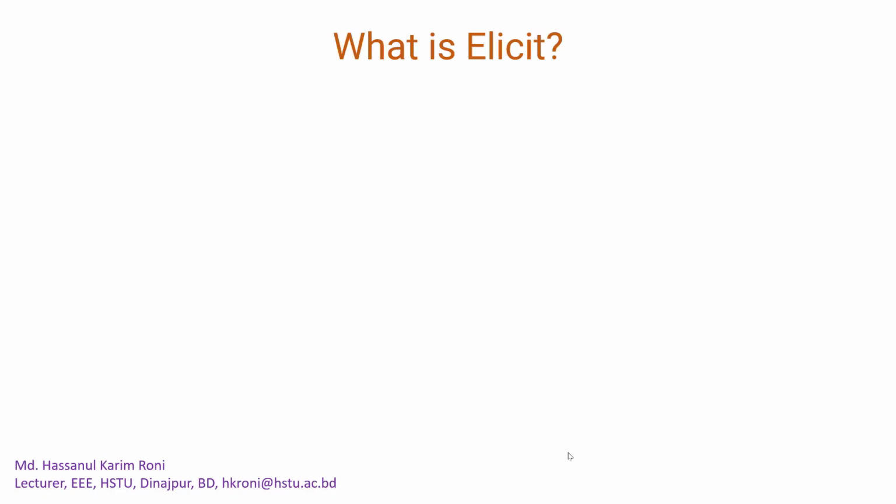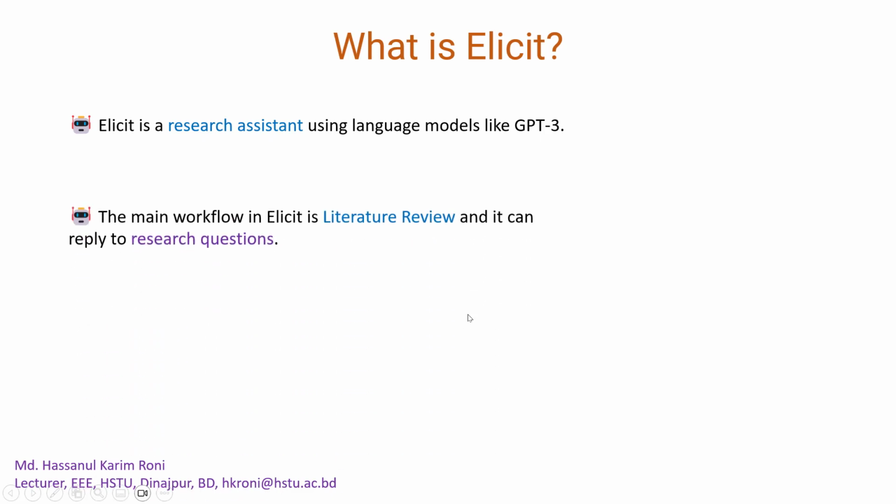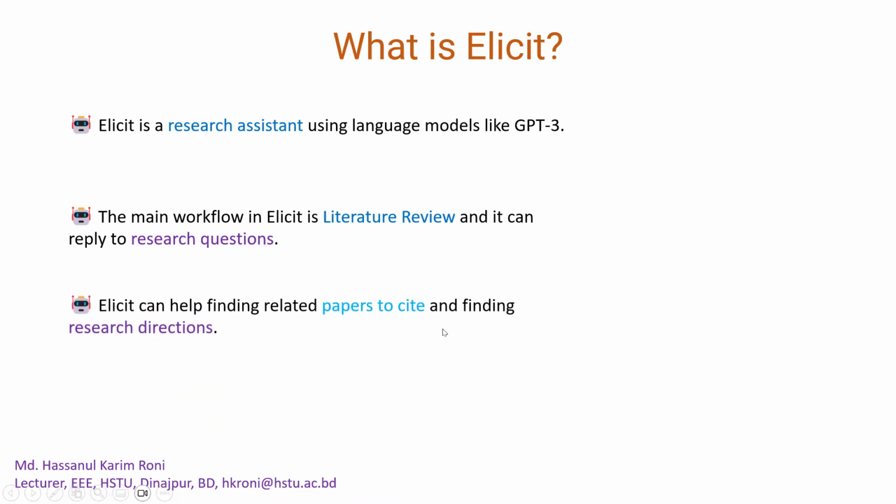What is Elicit? Elicit is basically a research assistant which is based on the GPT-3 model. It can help the researcher to format their literature review and it can also reply to research questions. Elicit can also find related research papers to cite and it can also guide you for future research directions.